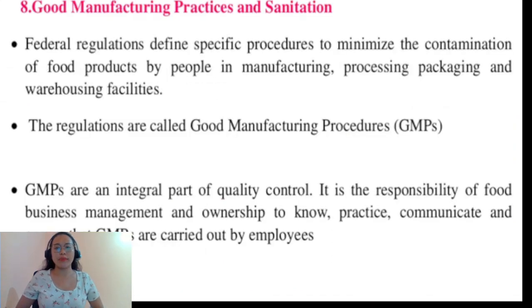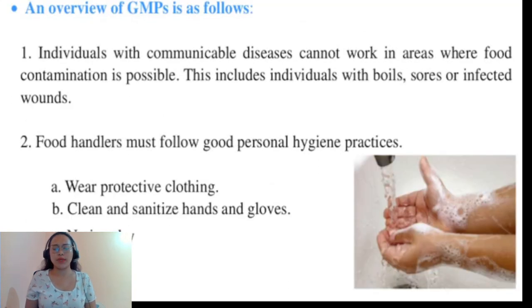So, good manufacturing practices and sanitation. Federal regulations define specific procedures to minimize the contamination of food products by people in manufacturing, processing, packaging, and warehousing facilities. These regulations are called Good Manufacturing Practices, or GMPs. GMPs are an integral part of quality control. It is the responsibility of food business management and ownership to know, practice, communicate, and ensure that GMPs are carried out by employees. So, an overview of GMPs is as follows.